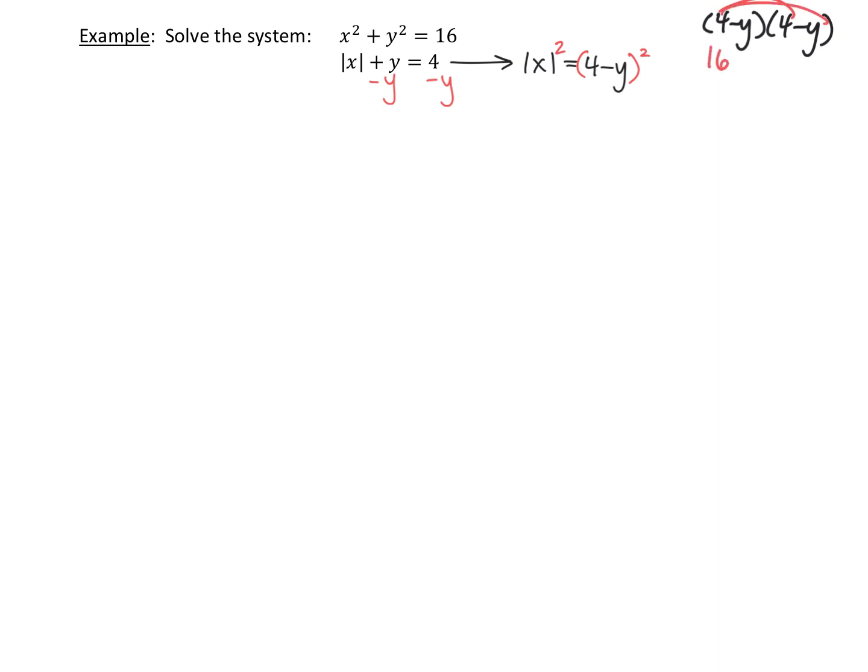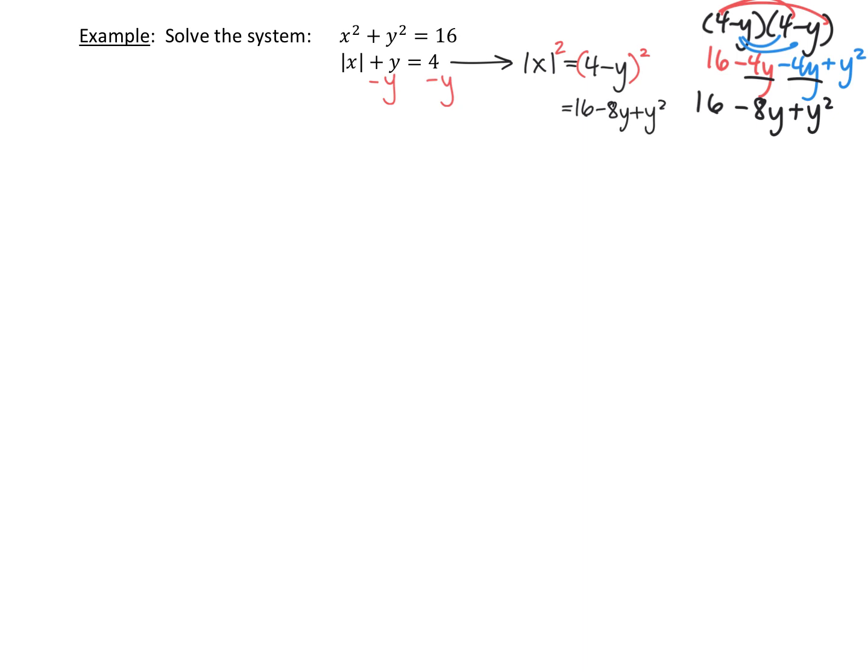Outer, 4 minus 4 times negative y, so negative 4y. Inner, negative y times 4. And then last, you've got negative y times negative y, which is positive y squared. And then you combine these like terms here, so you got 16 minus 8y plus y squared. Okay, that was just to get what is 4 minus y, the quantity squared. So now we know that this becomes, okay, the right side we know is 16 minus 8y plus y squared.